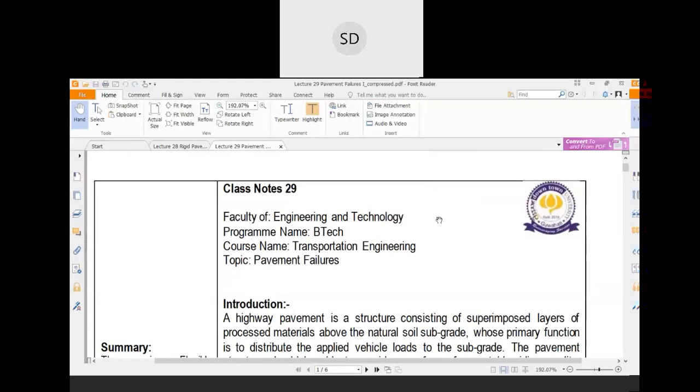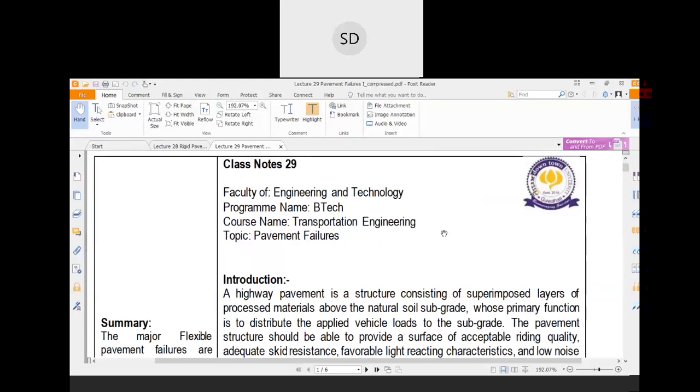Now another important thing is pavement failures. So you have designed your pavement. After some time, the pavement tends to fail because of different conditions. So what are these conditions and how could the pavement fail? There are different theories, there are different failure patterns for the pavement.